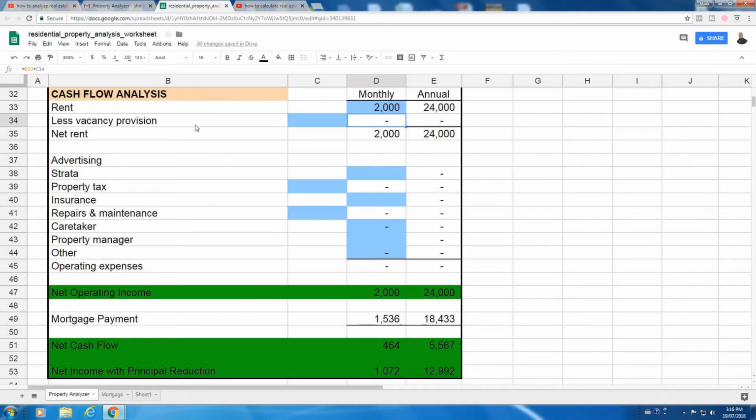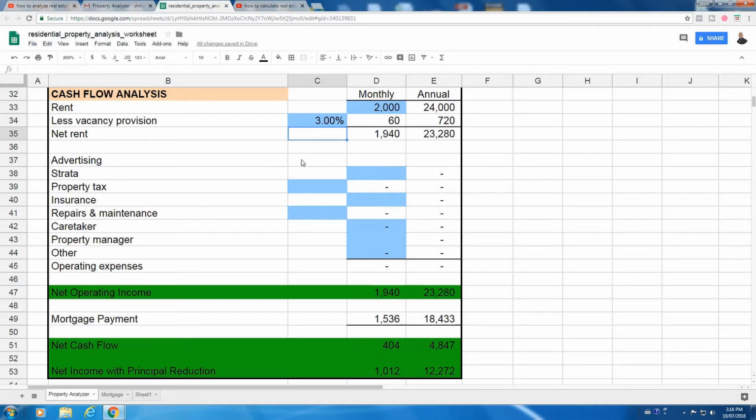Now, less vacancy provision, I always like to account for potential vacancies and be putting money aside for the times when it does come up. Typically I would just use the city's average vacancy rate. However, in the Lower Mainland right now, vacancy rates are so low, some are even below 1%. So we'll put it in at 3% there. Once again, the numbers calculate up. Then you have your rent less your vacancy provision, which gives you your net rent.